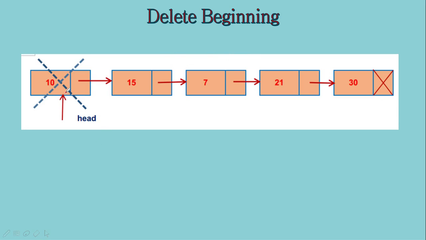So what is the delete beginning function? If you have got a linked list and you want to remove the element at position 1, then it is going to be delete beginning, right?